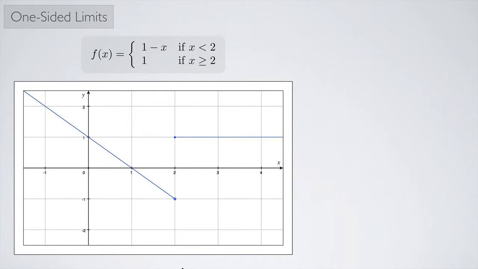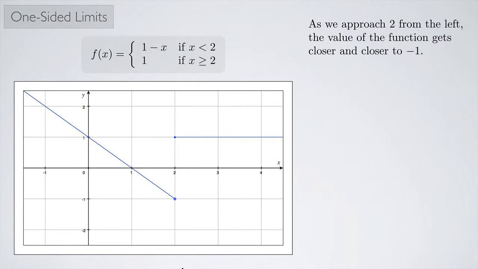And so as we approach 2 from the left, the value of the function gets closer and closer to negative 1. So here's 2 on the x-axis, and if we imagine moving the x-coordinate closer and closer to 2, the y-coordinate as we travel down the graph here, as we get closer and closer to 2, approaches negative 1.